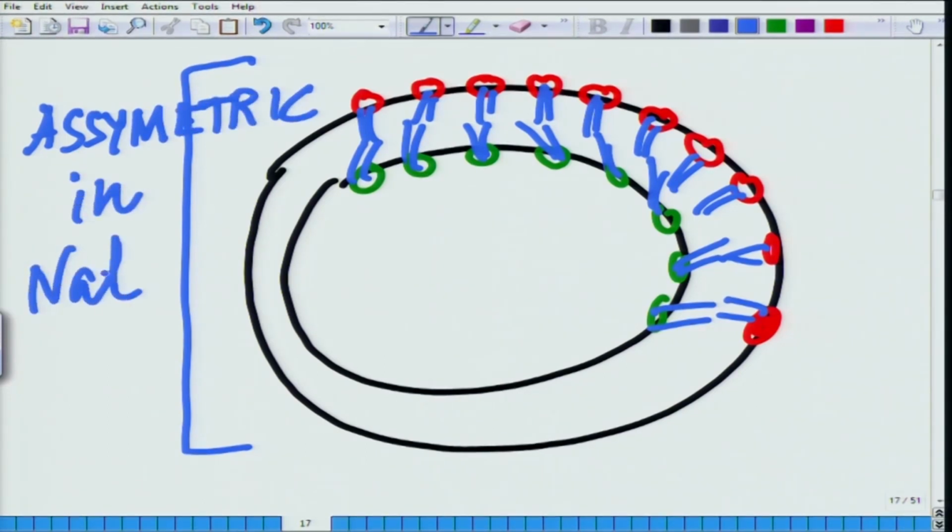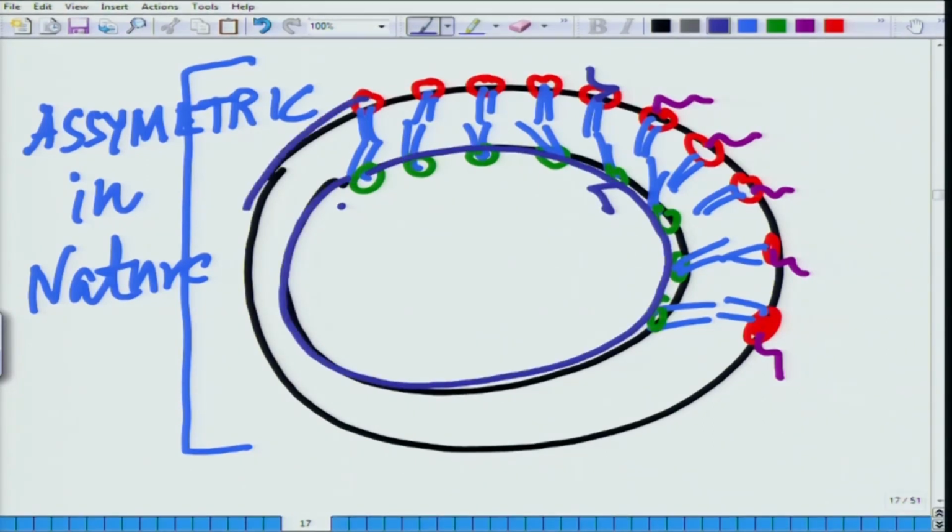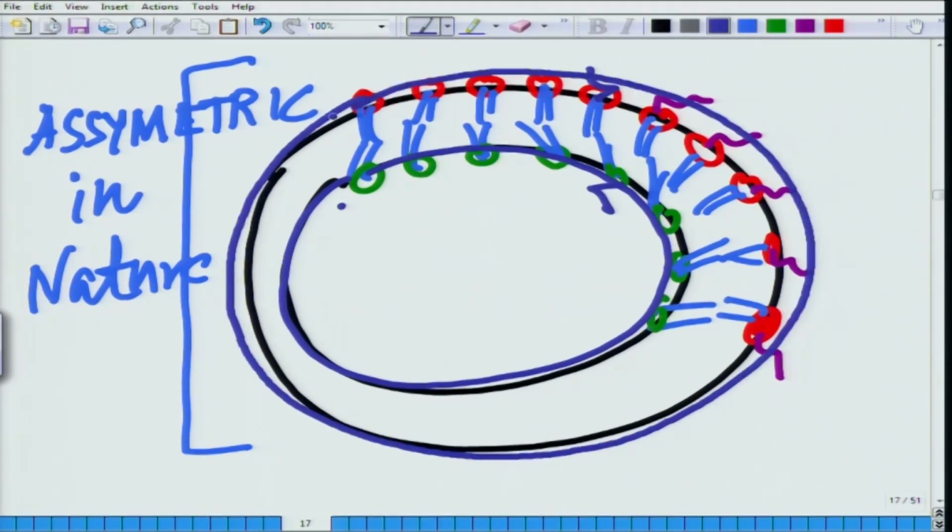What does that mean? This means that if there is some kind of carbohydrate modification or some other molecule modification, the properties of the inside surface are entirely different from the properties of the outside surface, because of the modification on their chemical moieties. This feature is called the asymmetric nature of the membrane. This is very, very critical.